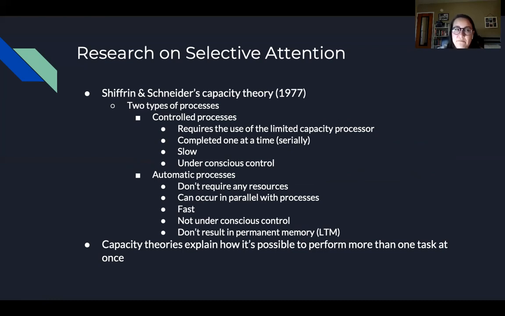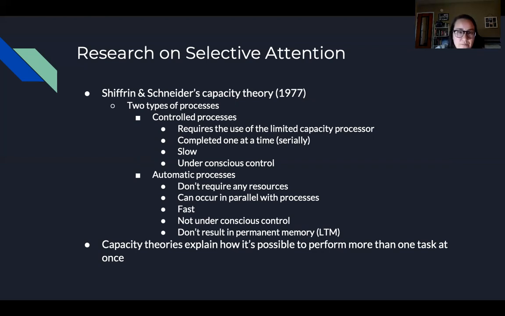And so this then has this domino effect, right, where it limits the amount of processing that can be done at any one time. So this means usually that tasks need to be completed one after the other in some sort of serial step-by-step manner. Controlled processing is also relatively slow in comparison to automatic processing. And controlled processing, like its name suggests, is under conscious control. And controlled processing also allows for the permanent transfer of information to long-term memory. So these controlled processes have this intentionality behind it.